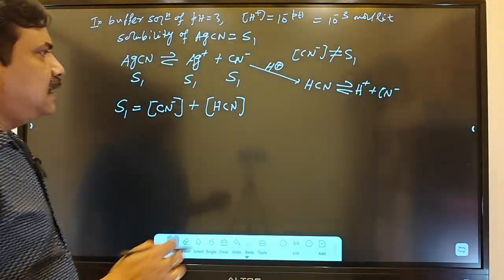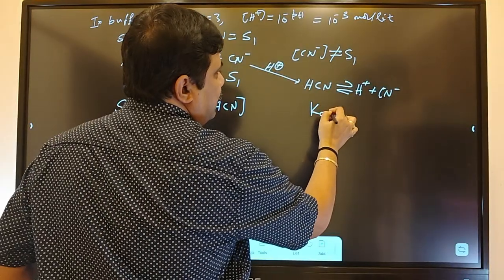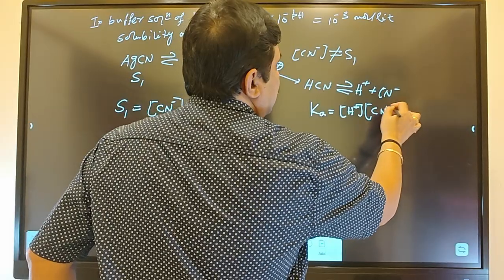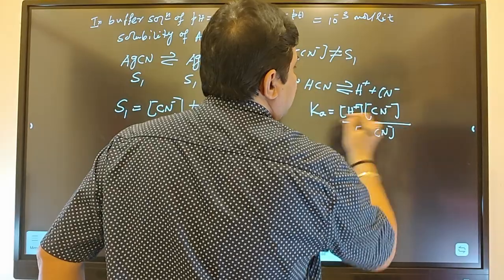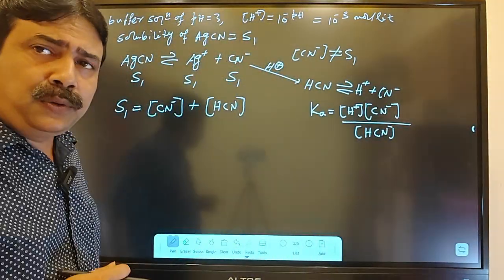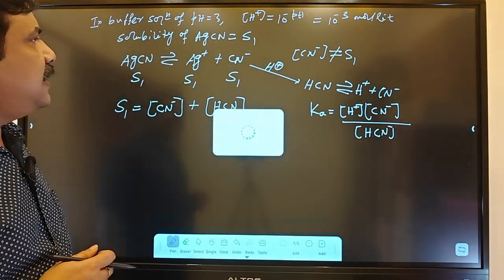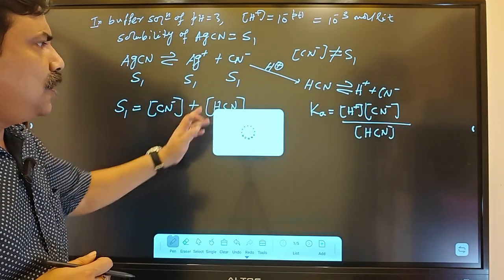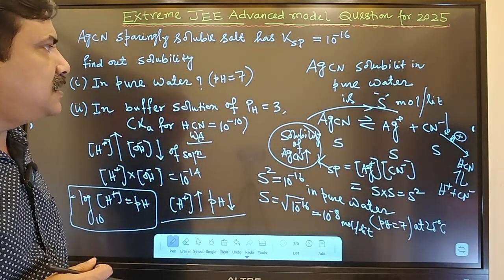Now for the HCN dissociating like this, I can write down Ka equals the active mass or molar concentration of the products raised to the power of their stoichiometric coefficients, divided by the active mass or molar concentrations of the reactants raised to the power of their stoichiometric coefficients. Now the Ka value they provided, have you looked at that in the problem? In the previous slide it is already there. The Ka value of HCN they provided is 10 to the power of minus 10.